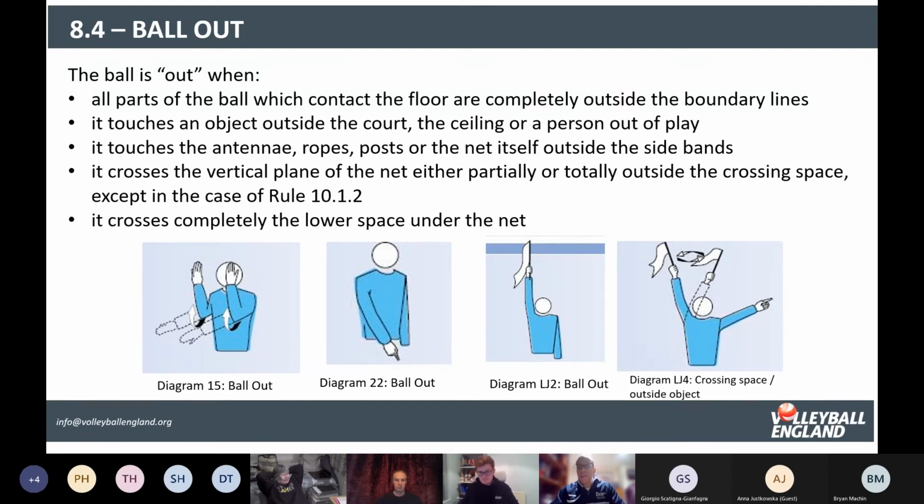But on the line judge side, we've got a couple of differences here. We have the standard ball out, which is the vertical held flag, or for an outside object or not coming through the crossing space, we have the wave and point. There are some nuances within that, so let's consider all of these in turn.